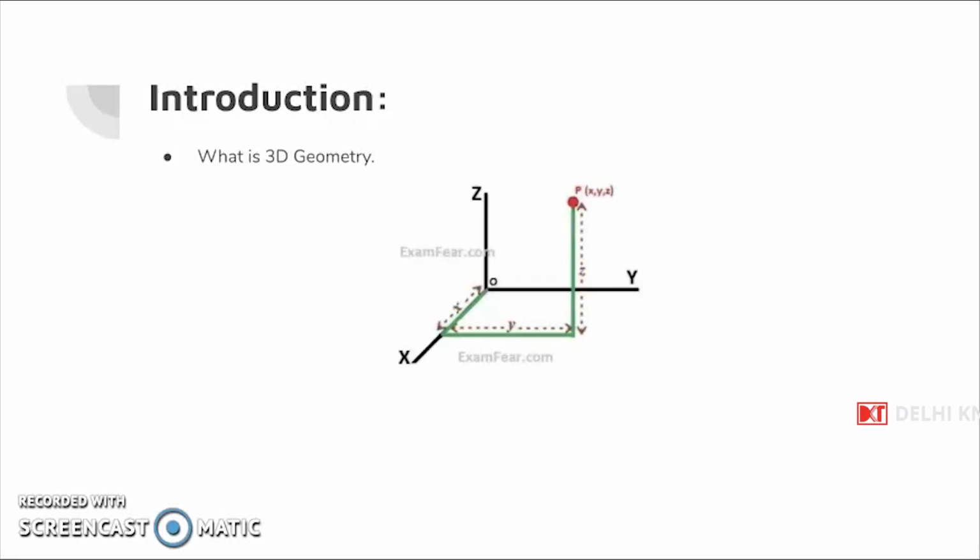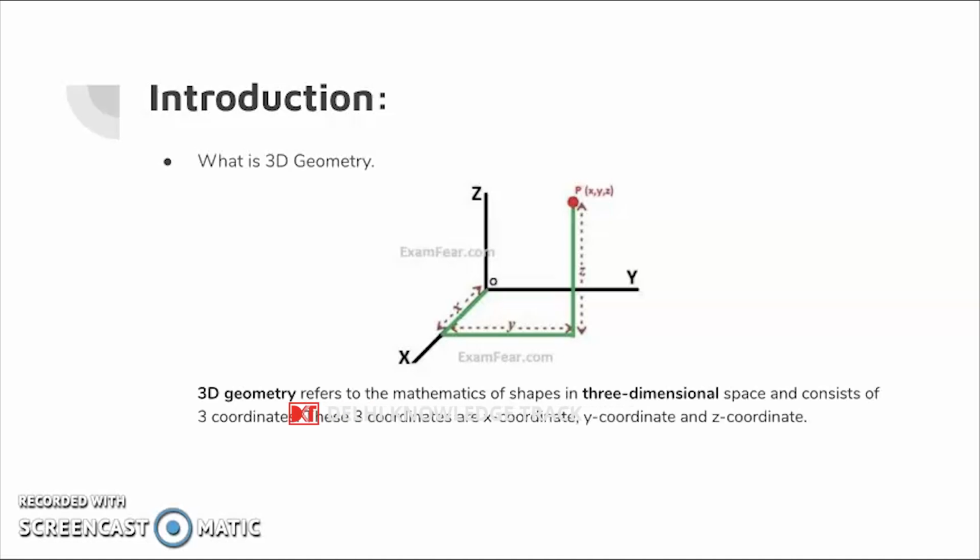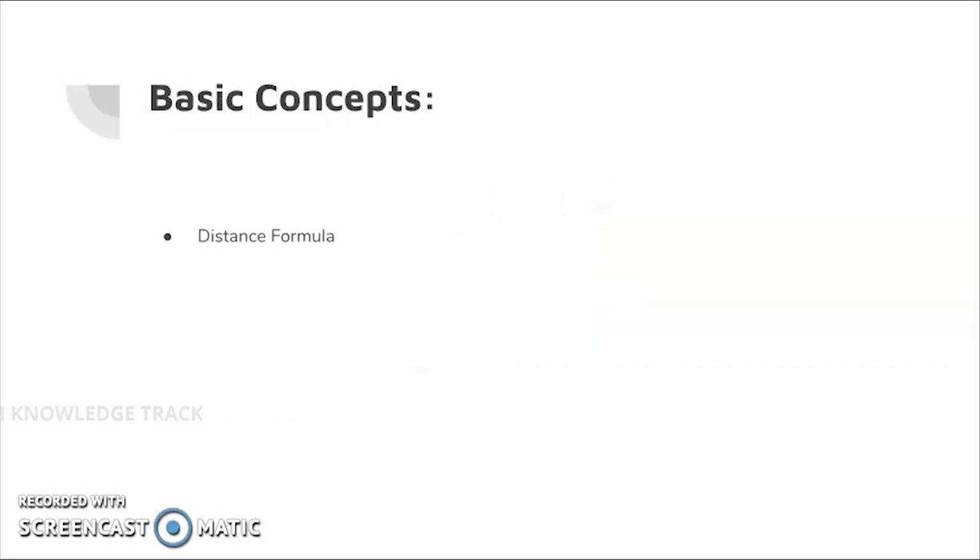In this diagram, we can see there are three axes, x, y, and z. The location of point P in this space is given by x, y, and z with respect to the axes given. So 3D geometry refers to the mathematics of shapes in three-dimensional space and consists of three coordinates. These three coordinates are x, y, and z. Further in this video, I will first go through basic concepts, then concepts of line, and finally concepts of planes in 3D. Let's start with basic concepts.